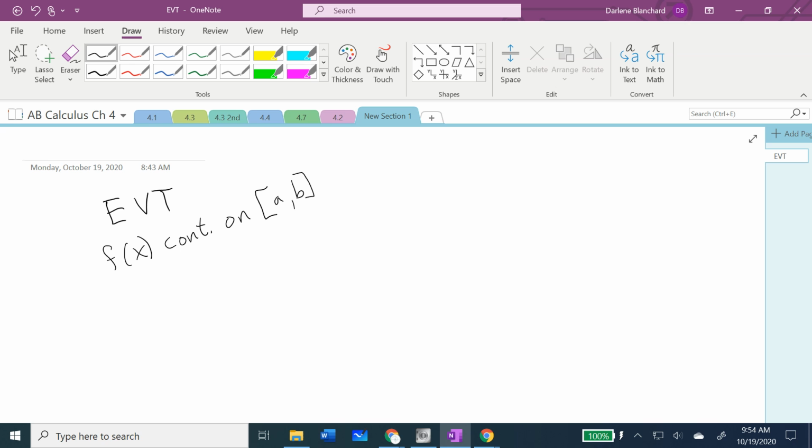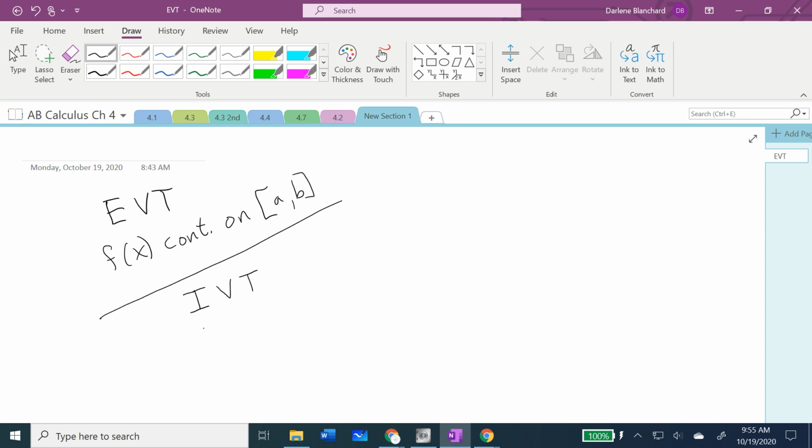And if you remember, the extreme value theorem tells you that if this happens, you are guaranteed that there is an absolute maximum and an absolute minimum. And that's extreme value theorem. Then we got intermediate value theorem.